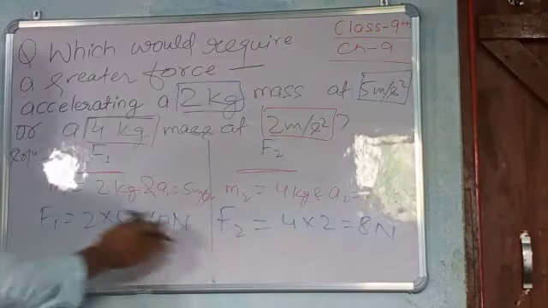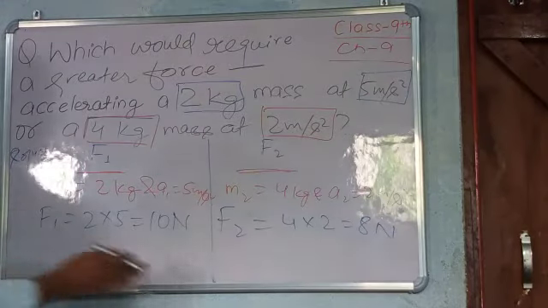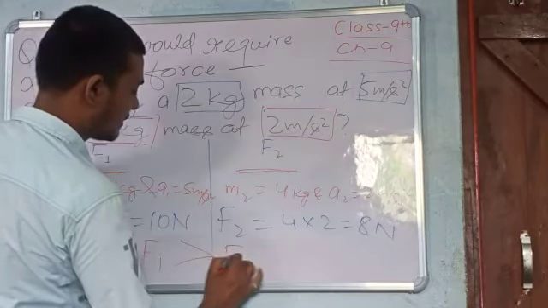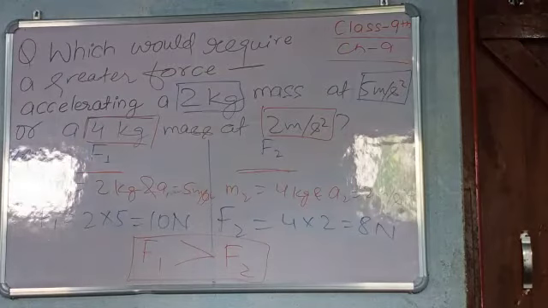Hence we can say that F1 is larger than F2. Accelerating a 2 kg mass at 5 meter per second square requires a greater force.